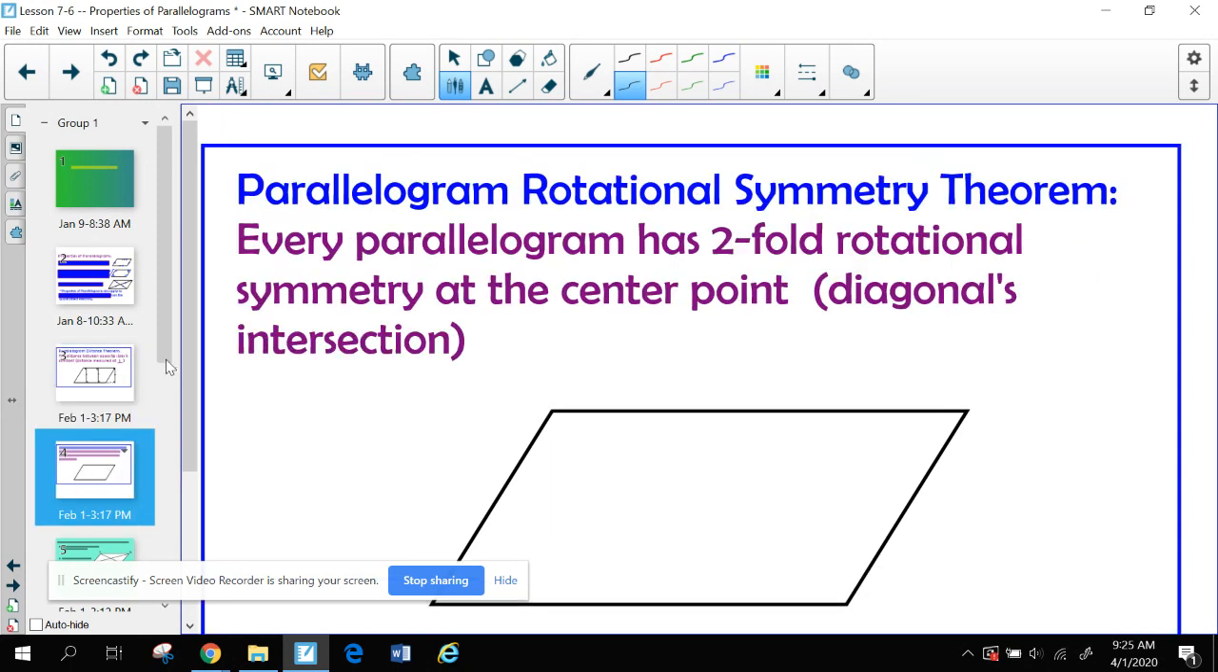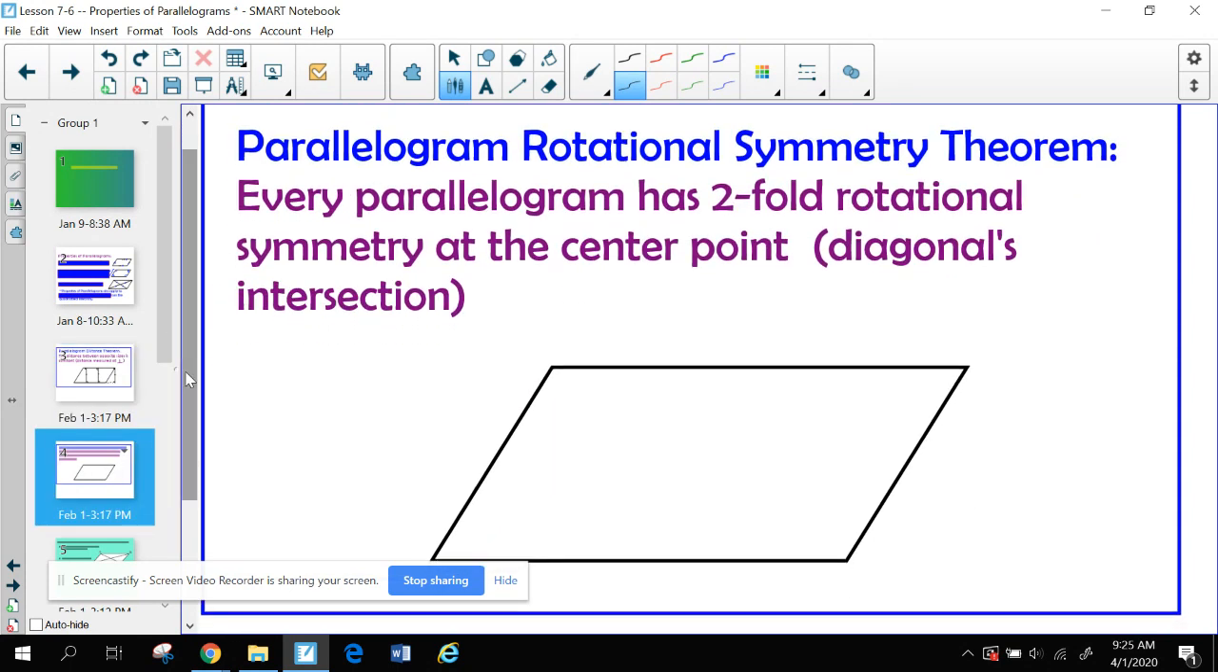Our second theorem then is the rotational symmetry theorem. So a little review of that chapter 4 again. Every parallelogram has twofold rotational symmetry from its center. Okay, so we're going to mark the center. The center is going to be wherever the diagonals intersect. That's going to be your center. And it's just saying it has twofold rotational symmetry, which means when you rotate it 2 times before it gets back to its original, it looks like itself.